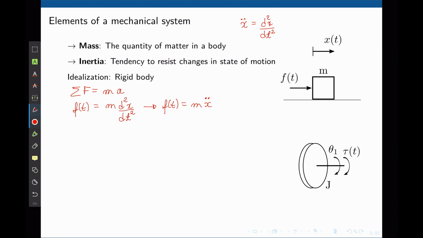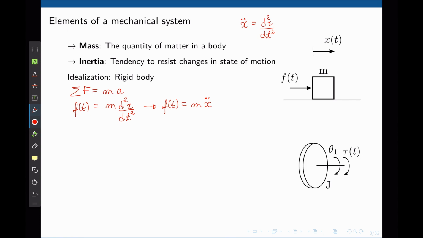Now let's consider a similar system, but instead of a linear system, let's consider a rotational system. Instead of applying a force, we apply a torque. And instead of having a linear displacement, we have an angular displacement that we're going to call here theta, and tau being the torque. The same way we had the mass that would oppose any changes in motion in the linear system, in the rotational system we have the moment of inertia. We're going to call it J.